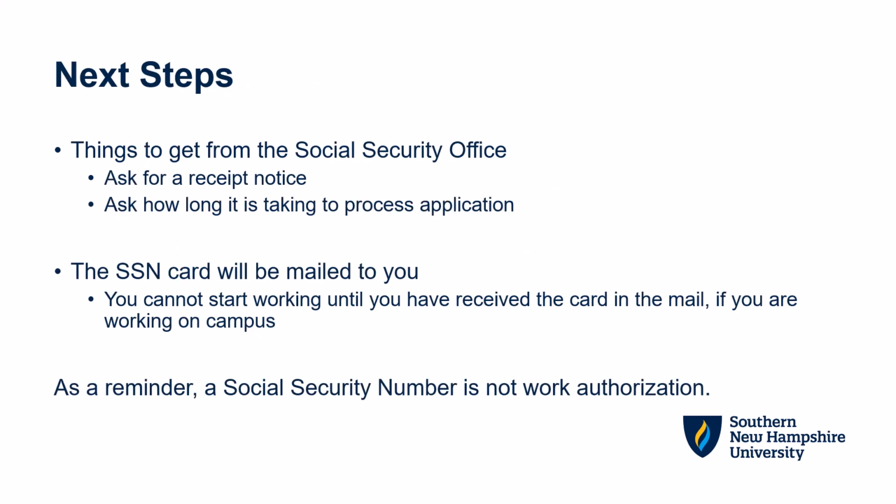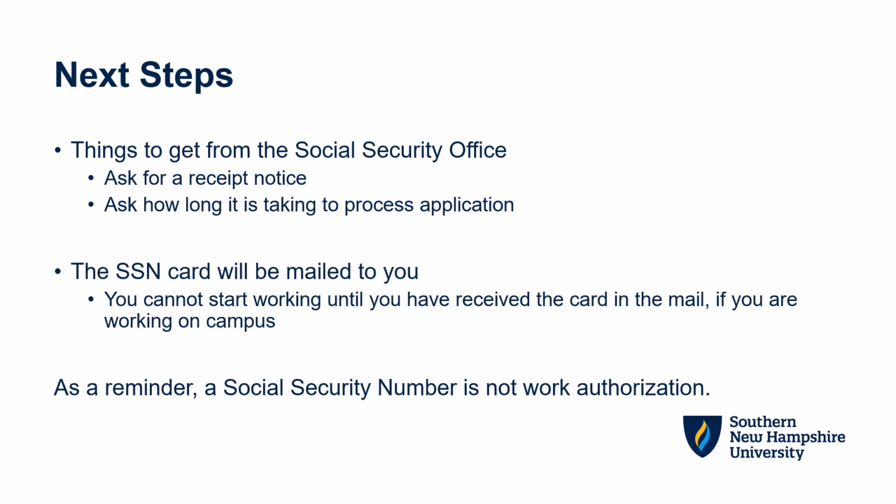Before you leave the Social Security office, you will want to ask for two things. The first thing will be the receipt notice. This is a confirmation that you have applied for your Social Security number. The second item you will want to ask for is how long it is taking the Social Security office to process applications. This will help to give you an idea on when you can expect the Social Security card to be mailed to you. If you are working at an SNHU office on campus, then you cannot begin working until you have physically received your Social Security card. The receipt notice will not be sufficient to start working.